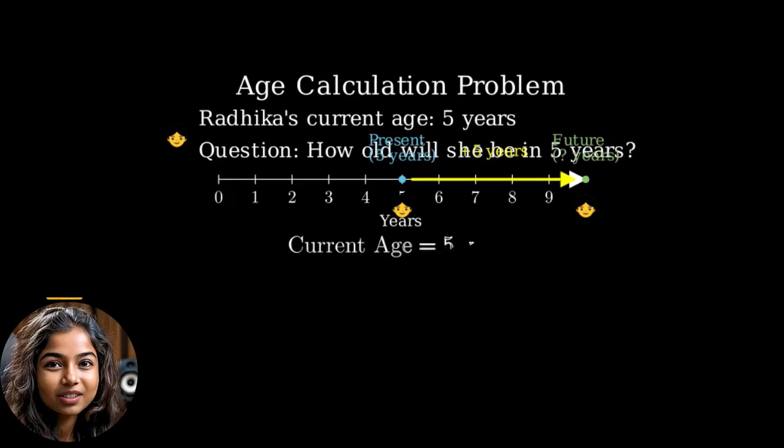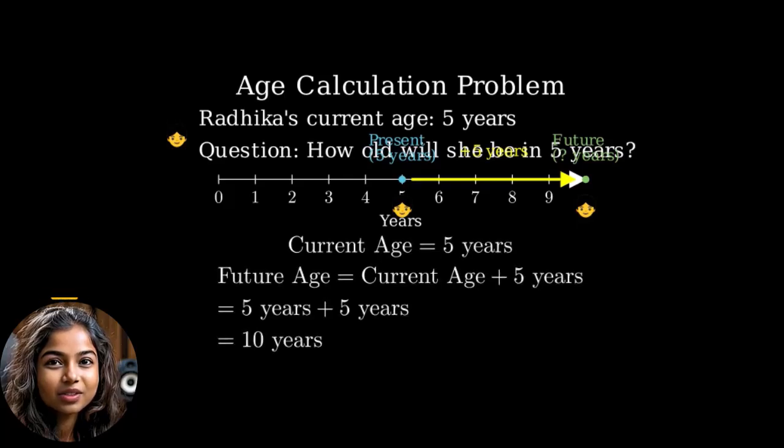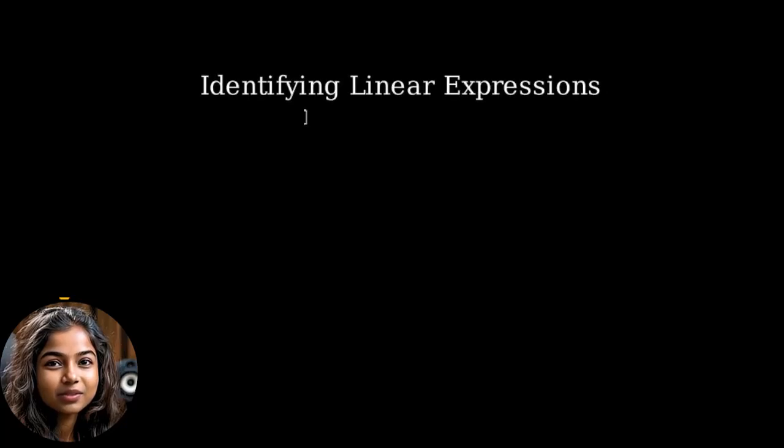We start with Radhika's current age, which is 5 years. Then we add 5 years to get her future age. Therefore, in 5 years, Radhika will be 10 years old. This makes sense because each year that passes adds 1 year to her age. To summarize, starting from age 5, we add 5 years to get 10.